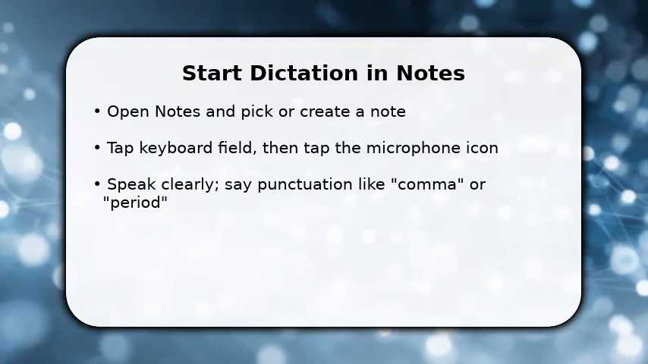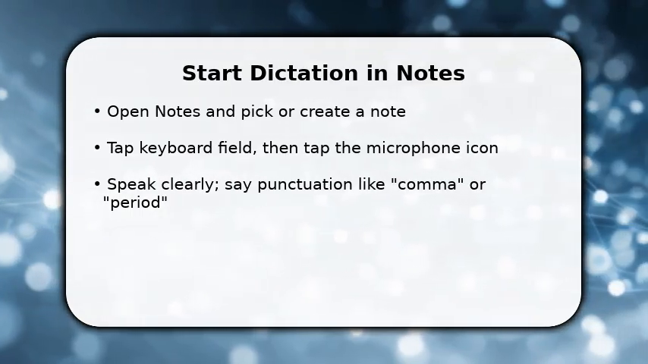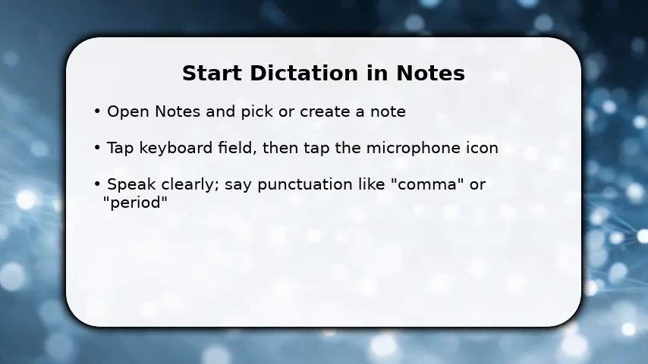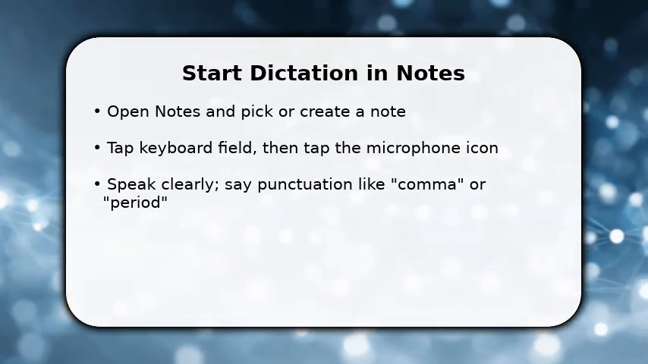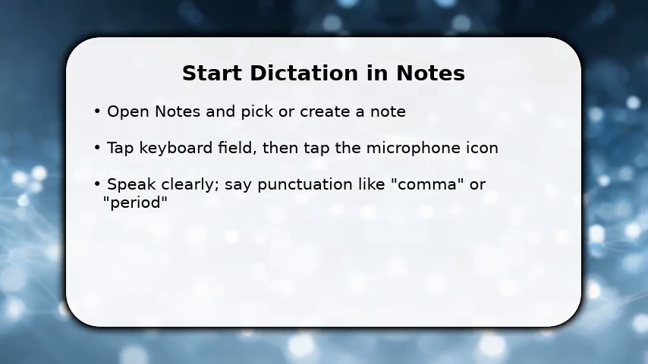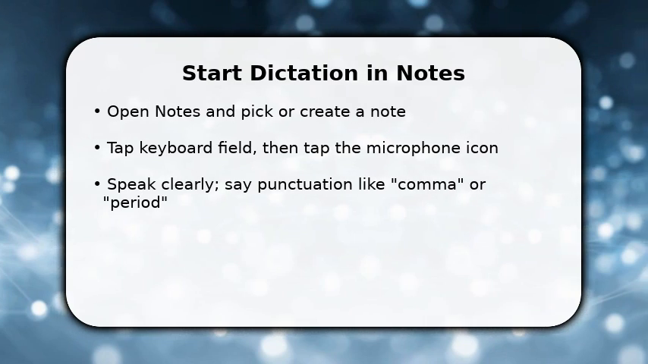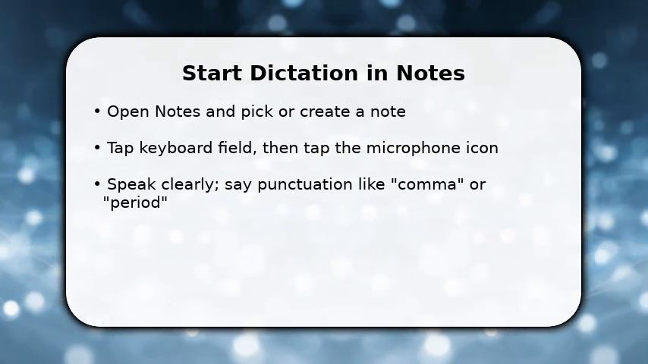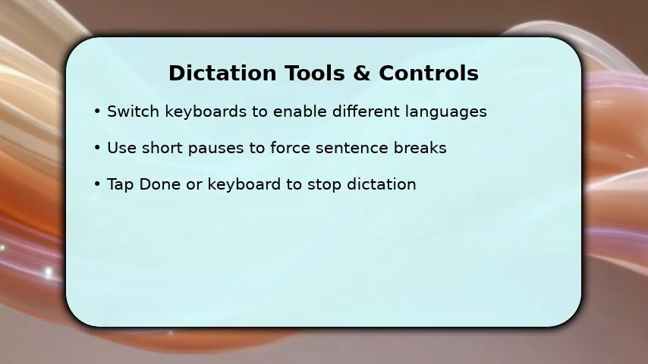Speak naturally and include punctuation words, say comma or period, so the transcript matches your intent. Once Apple confirms listening, pause briefly between sentences to let the system process input, and watch words appear as you speak. Once dictation is active, you'll use a few controls to shape output.